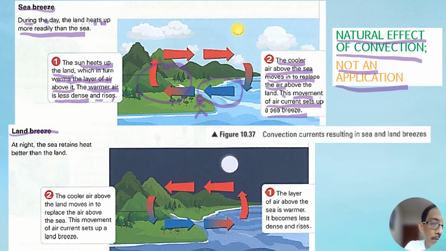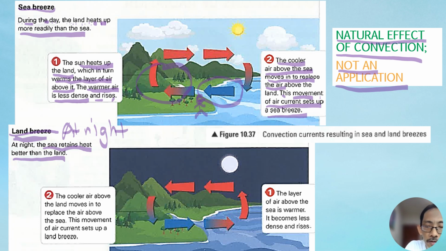Let us go through the next one, called the land breeze. Land breeze only occurs at night. Okay, at night, just to highlight. The point to start with is that the sea retains heat better than the land at night. So the sea has retained more heat.